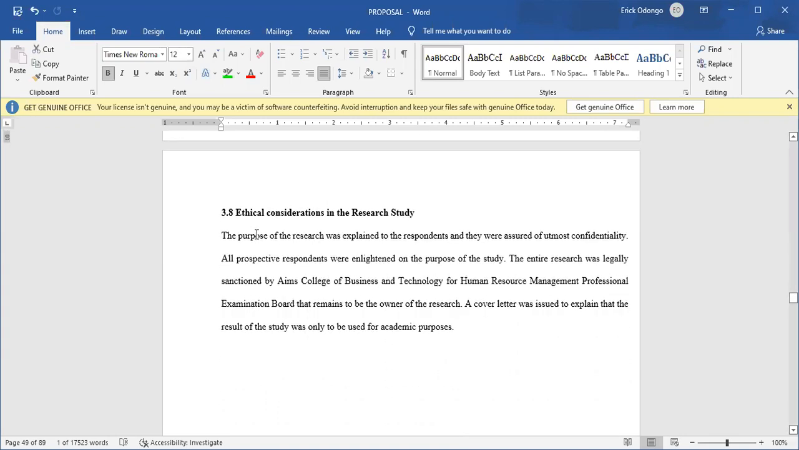Then we have ethical considerations in the research study. What did you consider? You, first of all, must have had permission, or you will ask permission. So you must tell them that I will ask permissions. I will ensure that I maintain confidentiality, because those are your ethical considerations at work to ensure that you don't breach the requirements of conducting the research, that is the maintenance of confidentiality.